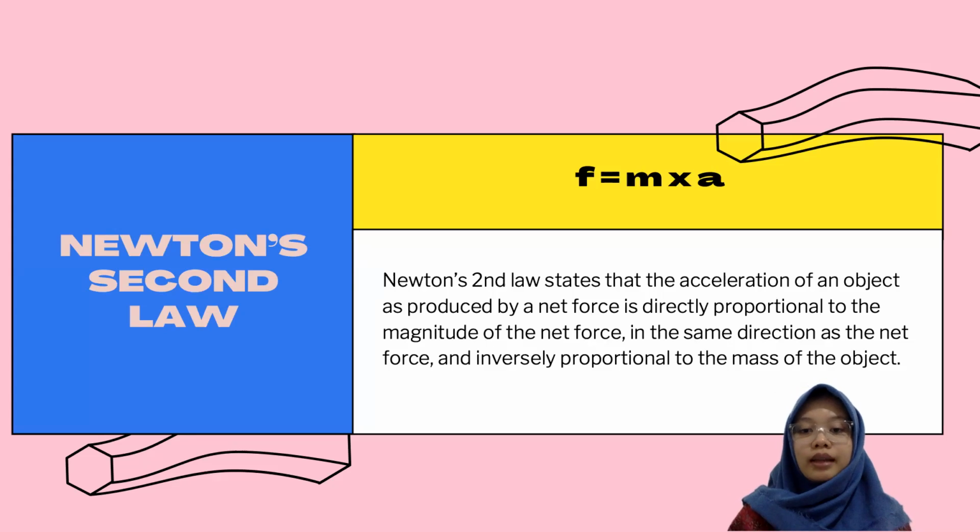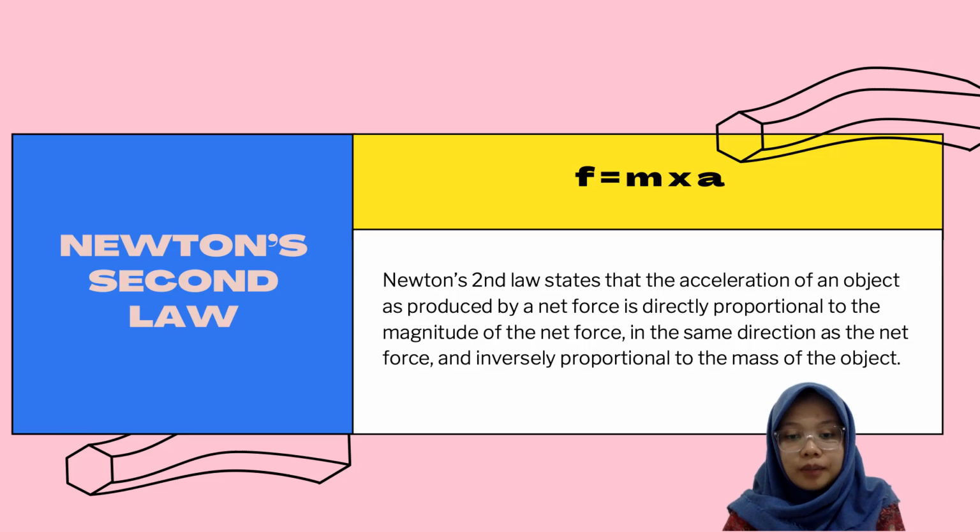Newton's second law states that the acceleration, in the formula the symbol a, of an object produced by a net force is directly proportional to the magnitude of the net force, in the same direction as the net force, and inversely proportional to the mass. Mass in the formula has the symbol m and it is inversely proportional to the acceleration.